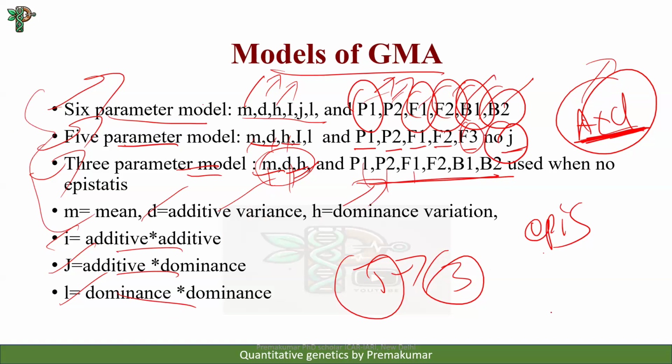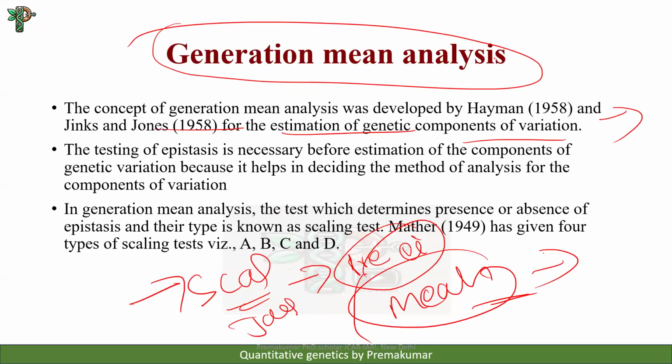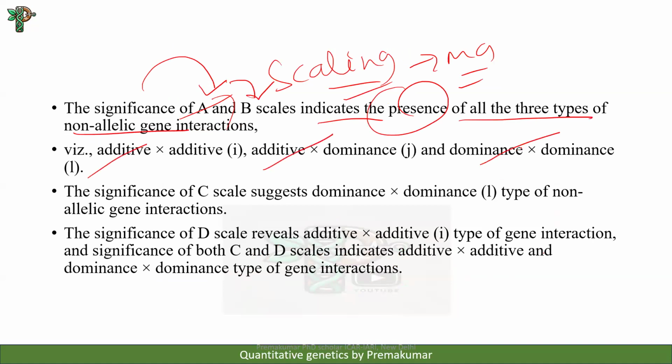Before using these models, we have an important test called the scaling test. The scaling test is given by Mather. What are the different scales we can observe? A scale, B scale, C scale, and D scale. What exactly do they mean? If there is significance of A and B scales, it indicates the presence of non-allelic gene interaction, like additive into dominance, or dominance into dominance.